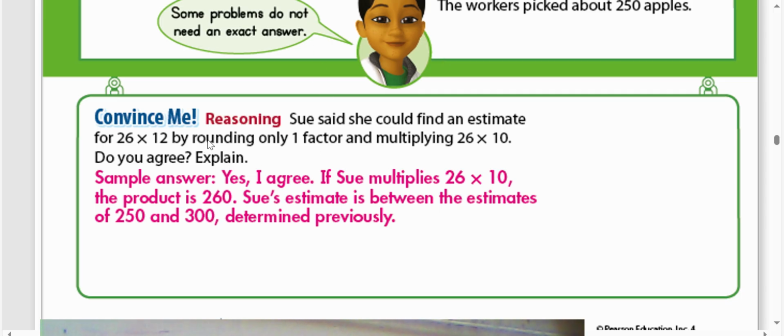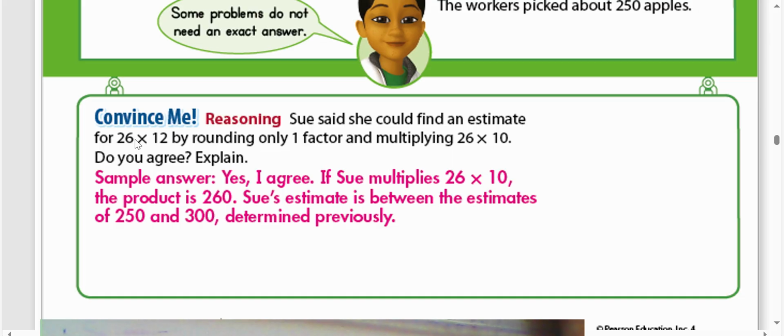It asks about rounding only one factor and multiplying 26 by 10. Can you find it or not? Yes, it's an easy method. You can round one number and keep the other. You can write 26 product by 10. You can convert 12 approximately to the nearest ten, it will be 10, and 26 nearest to 30. Then the answer will be 300.